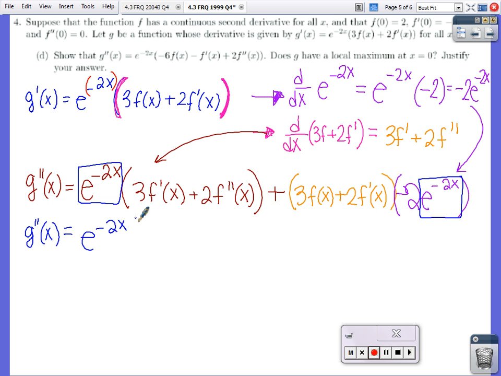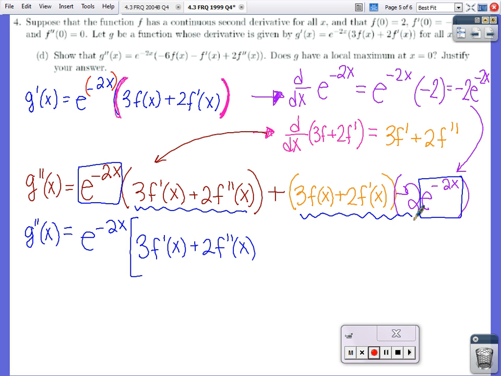When I factor that out, my leftover pieces would be, for the first term, 3f prime of x plus 2f double prime of x. My second term is all of this. And notice that the negative 2 is being multiplied. So I actually have to do plus negative 2 times 3f of x plus 2f prime of x. And that's in its own parentheses before we close the square bracket.